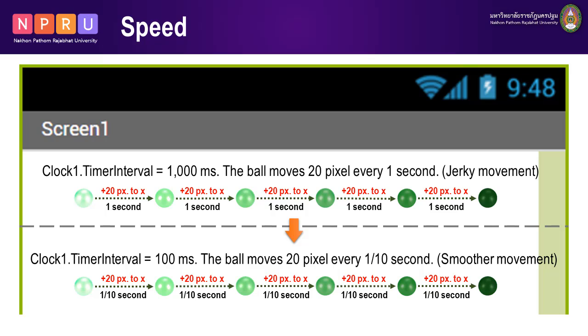But a timer interval of 1000 milliseconds doesn't provide very smooth animation. The ball will only move once per second, which will appear jerky. To achieve smoother movement, we need a shorter interval. If the time interval were instead set to 100 milliseconds, the ball would move 20 pixels every tenth of a second, or 200 pixels per second, a rate that will appear much smoother. Let's move on to the next section, collision detection.